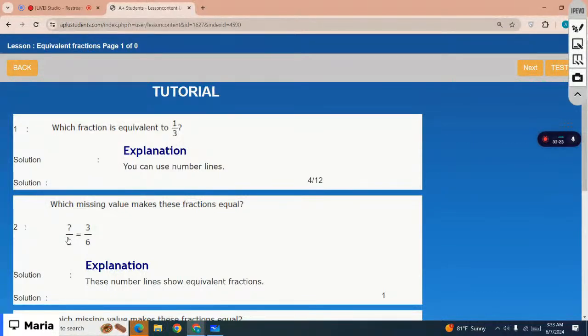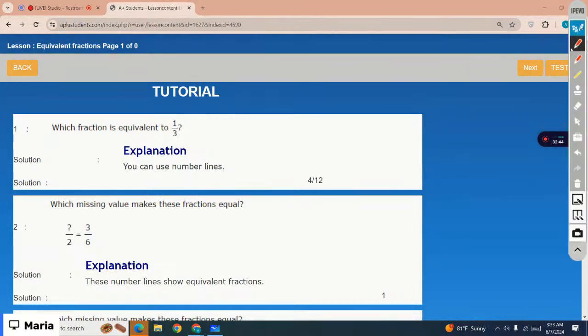Which fraction is equivalent to 1 over 3? You have to write down the equivalent fractions, right? Like I have already told you, the equivalent fraction is the one you get if you either multiply or divide the fraction by the same number. Multiplying and dividing means you need to multiply or divide both numerator and denominator. So you have so many equivalent fractions to 1 by 3.